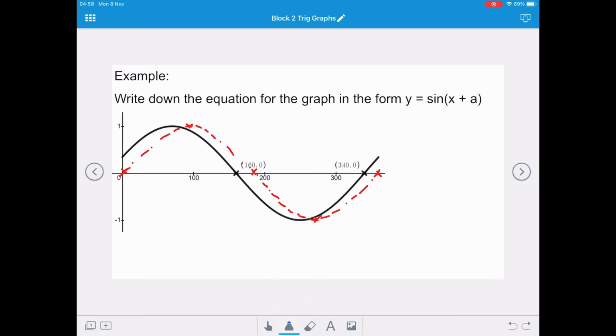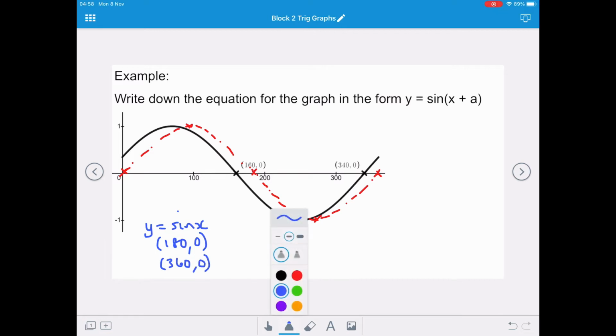So we're going to consider the roots because we've been given the roots of our y equals sine x plus a curve. The two roots that we want to look at are 180, 0 and 360, 0. As it's moved to the left, our 0, 0 is no longer within 0 to 360 degrees. So on our y equals sine x plus a curve, these roots are now at 160, 0 and 340, 0.